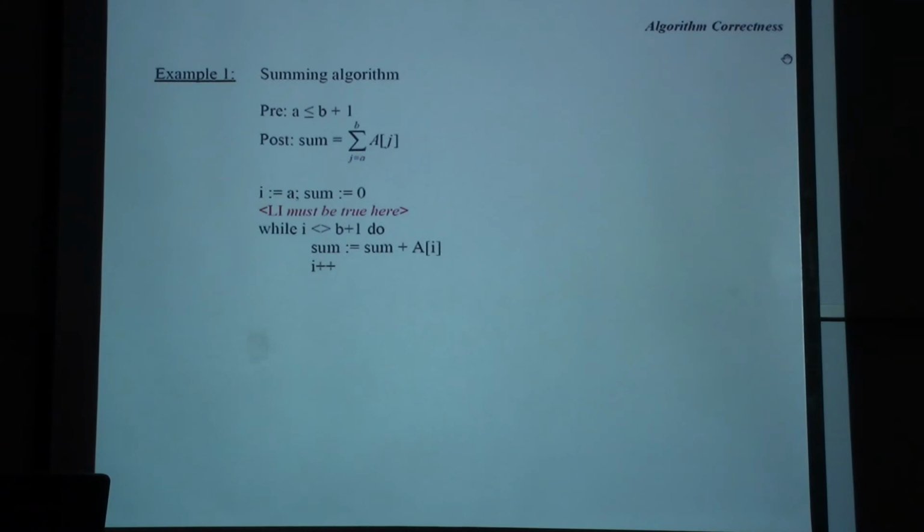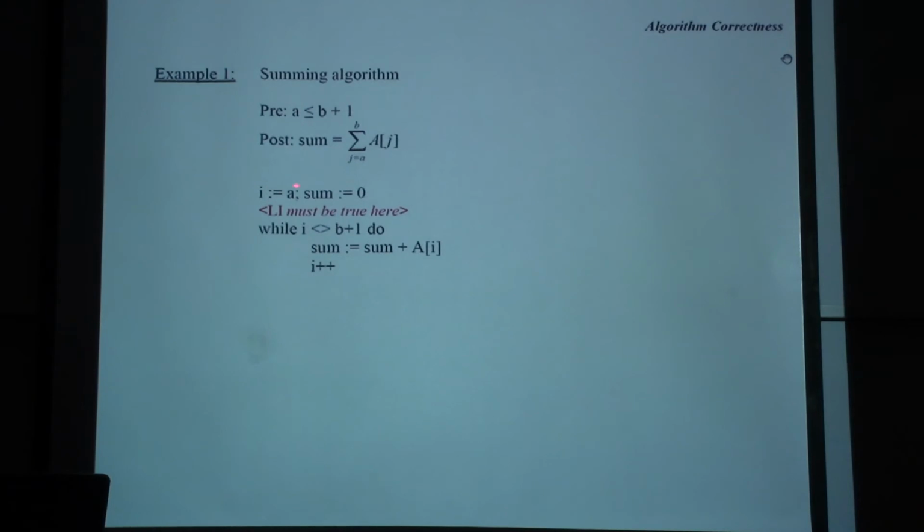Okay, so this is the loop right here. The loop is underneath here. This is called initialization, and Li stands for the loop invariant. So I goes to A, sum goes to 0.